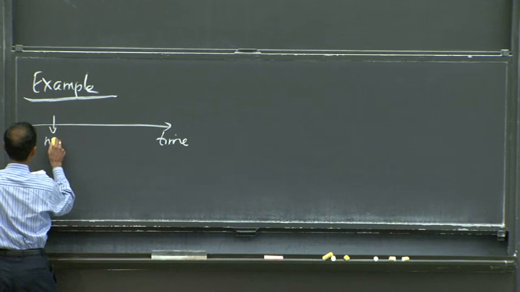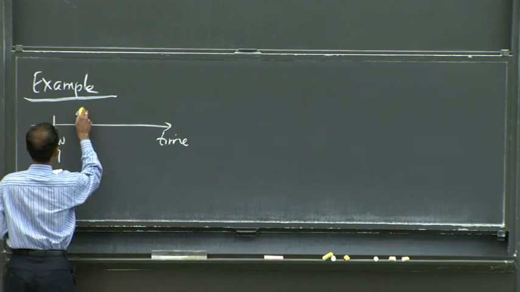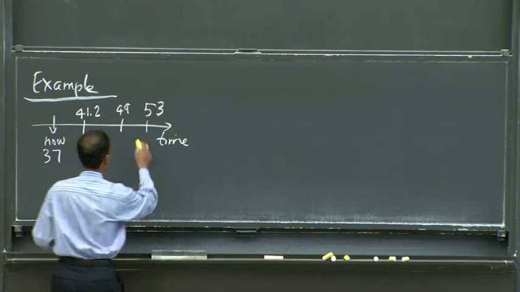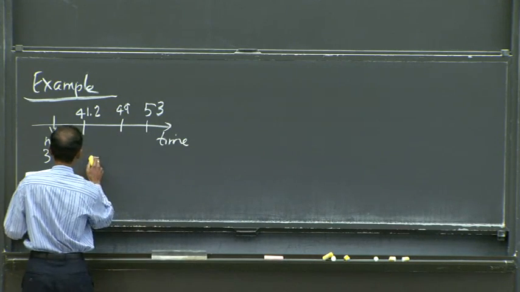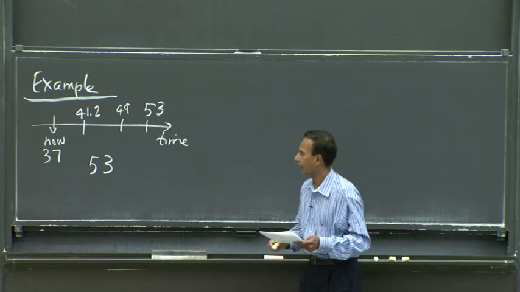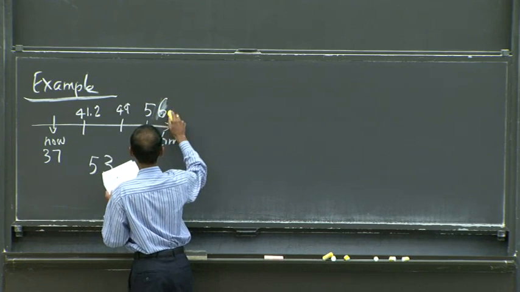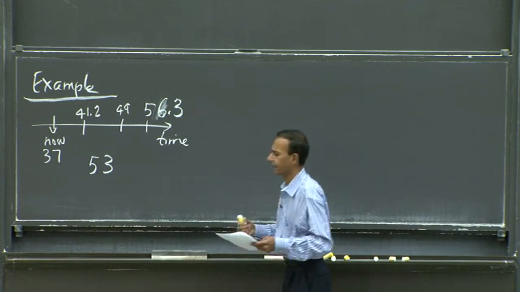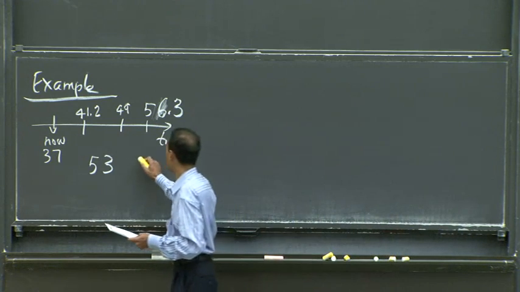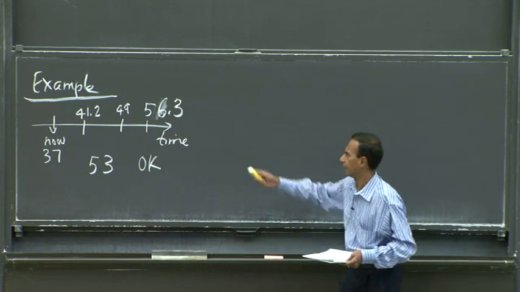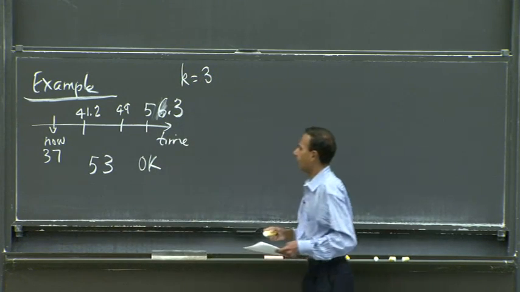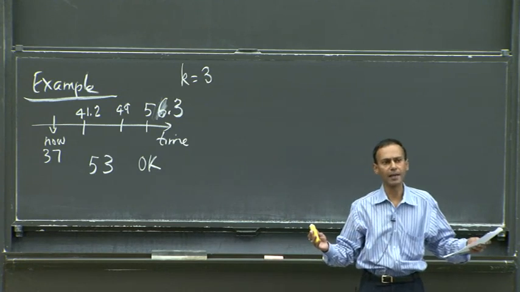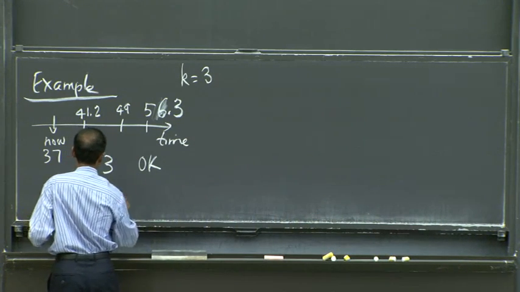Let's say that right now we're at time 37, and the set R has 41.2, 49, and 56.3 in it. You may get a request for landing time 53, and right now the time is 37. It's in the future, and you say, OK, because you've done the check, and let's assume that k equals 3, and 53 is 4 ahead of 49, and 3.3 before 56.3, so you're OK. 44 is not allowed.